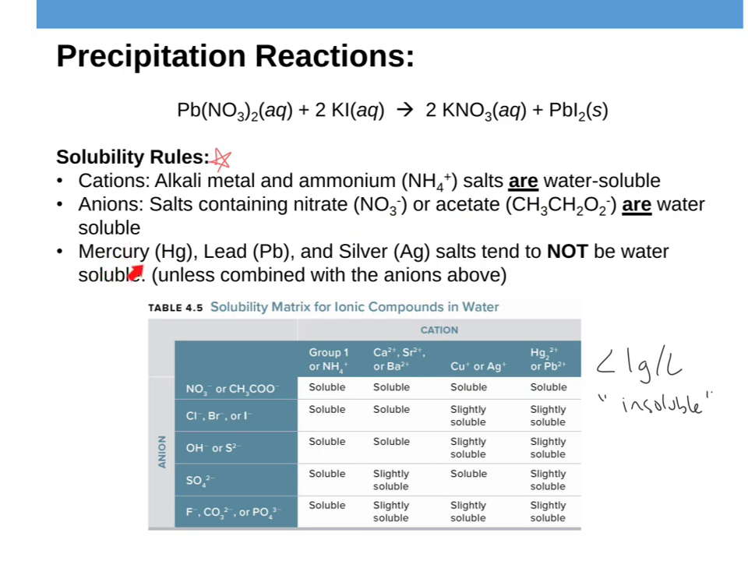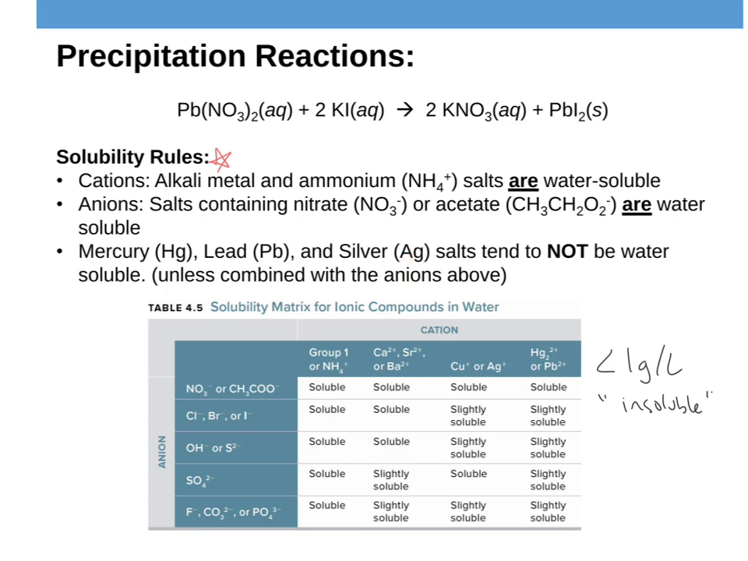And then the little third rule here is we've got these naughty metals: mercury, lead, and silver. They tend to not be water soluble, for most all their compounds. The only time lead, mercury, and silver salts are reliably soluble is if they're combined with the anions up above. So if you have lead nitrate or lead acetate, that is soluble. Or silver nitrate or silver acetate, that is soluble. But if you have silver sulfide, if you have silver oxide, those are probably not very water soluble, is the idea.